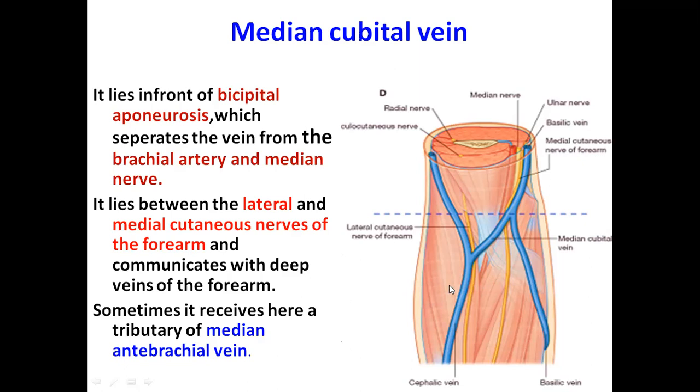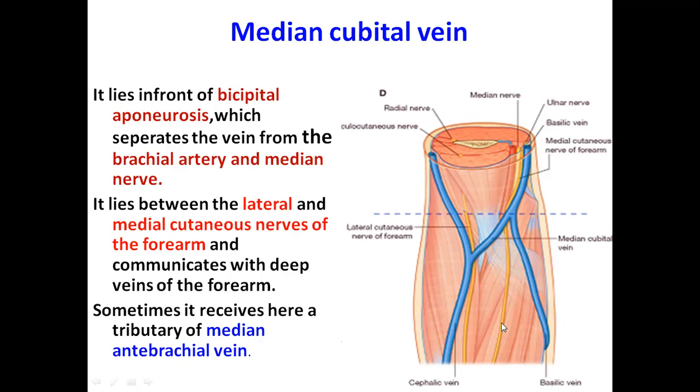This bicipital aponeurosis lies between the two cutaneous nerves, which I have shown you here. Towards the midline, we have the medial cutaneous nerve, and away from the midline, we have the lateral cutaneous nerve of the forearm. So this median cubital vein is lying between the lateral and medial cutaneous nerves of the forearm, and it communicates with the deep veins of the forearm. Sometimes it receives a tributary here.